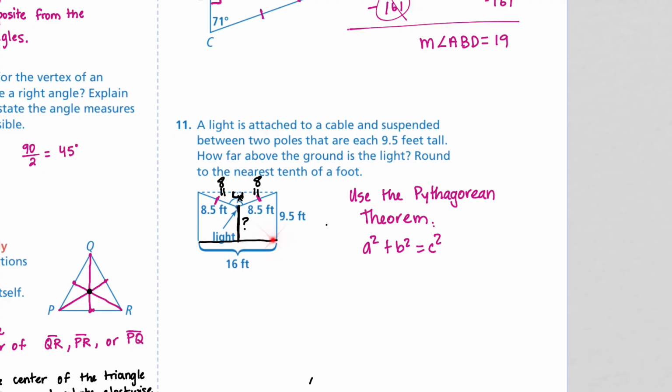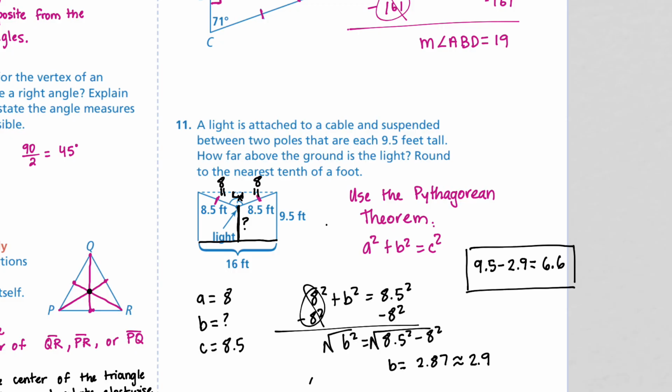Since the whole base is 16, this is cut in half. That means each one of these segments is 8. Just remember that the height is from the ground to the light. So subtract that value from the total height.